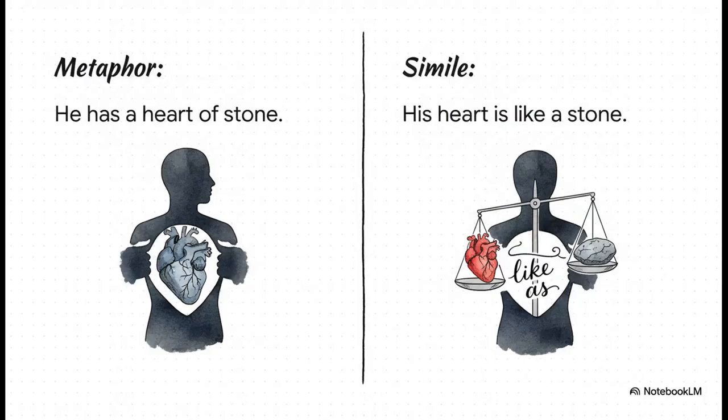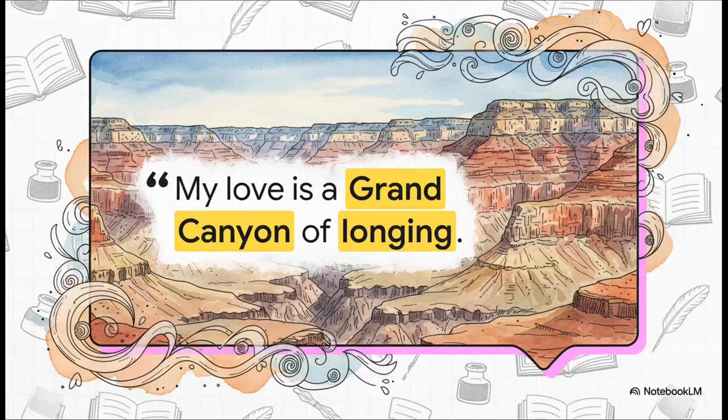Okay, let's talk about two heavy hitters that people get mixed up all the time: metaphor and simile. Now, they both do the same basic job. They take a big abstract idea, like love or courage or whatever, and make it concrete with a cool image. The difference between them is super, super tiny, but it's important. A simile uses the word like or as. A metaphor doesn't. That's it. That's the whole secret.